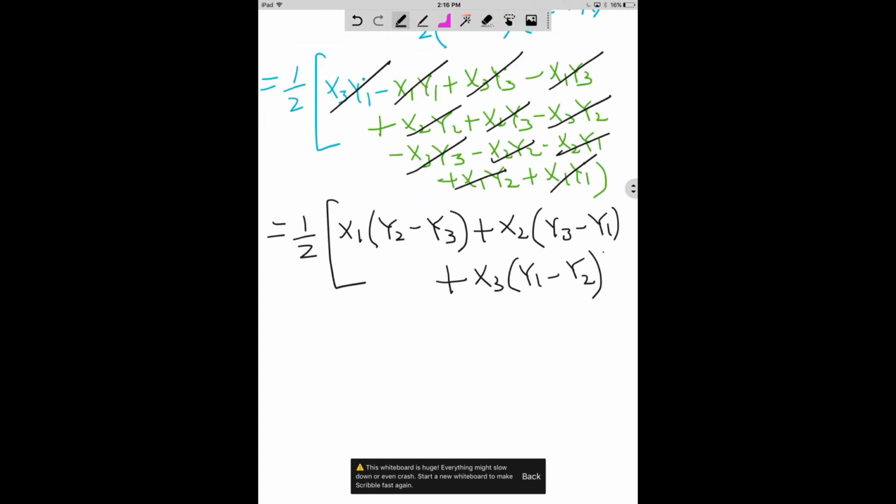So the area is half into sigma of x1 into (y2 minus y3). That is the answer. Thank you.